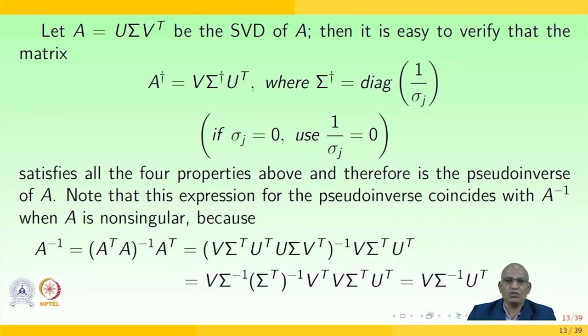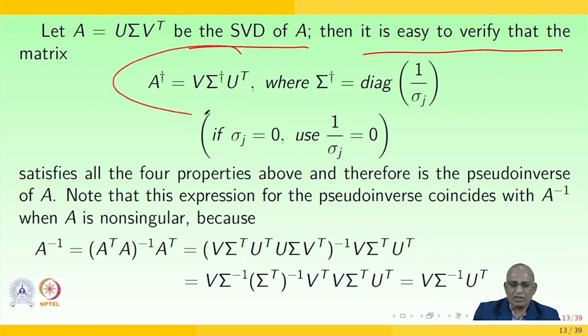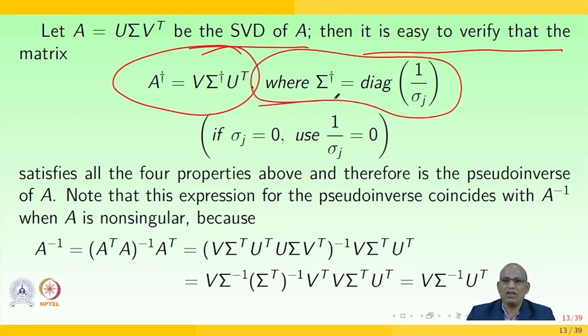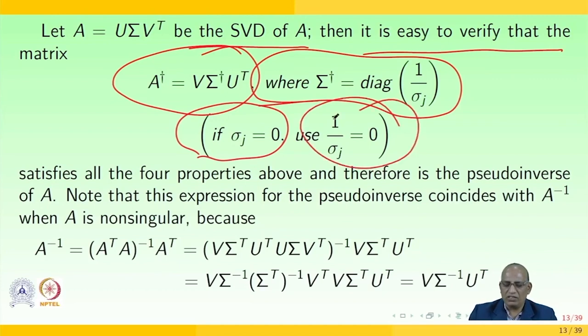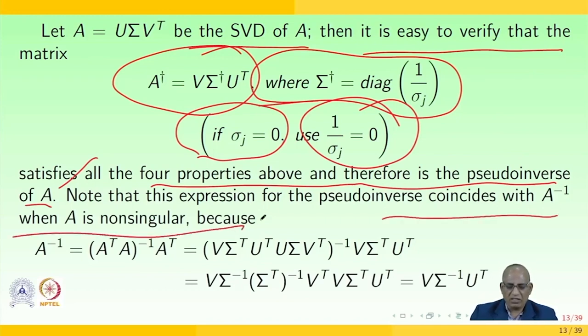Let A is equal to U times sigma V transpose be the singular value decomposition of A. Then it is easy to verify that the matrix A plus is V times sigma plus U transpose, where sigma plus is nothing but the diagonal of 1 over sigma j. If sigma j is equal to 0, then we take 1 over sigma j to be 0. It satisfies all the properties above and therefore is the pseudo inverse of A. Note that this expression for the pseudo inverse coincides with A inverse, where A is a non-singular matrix.